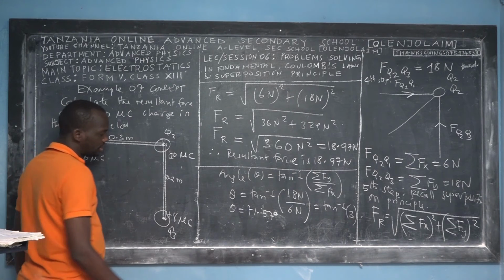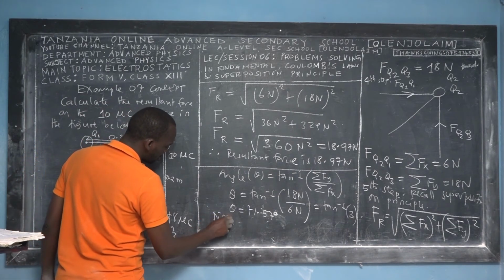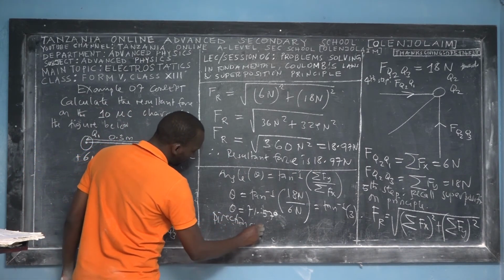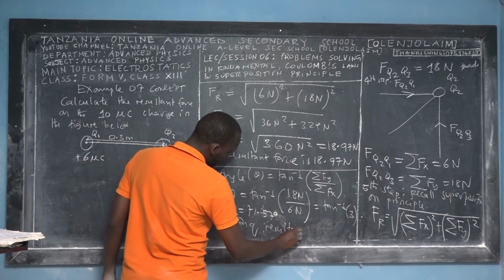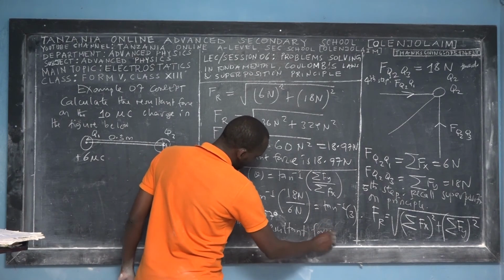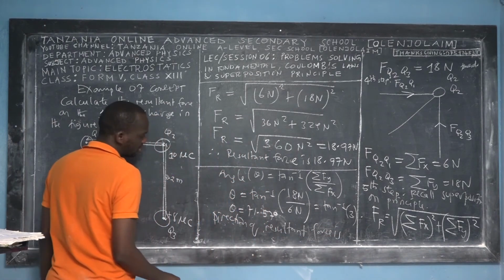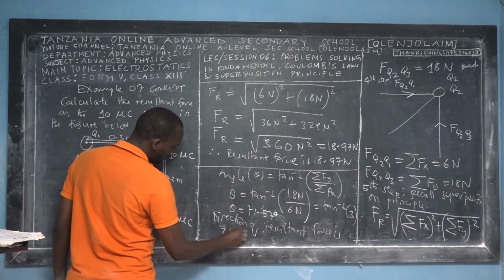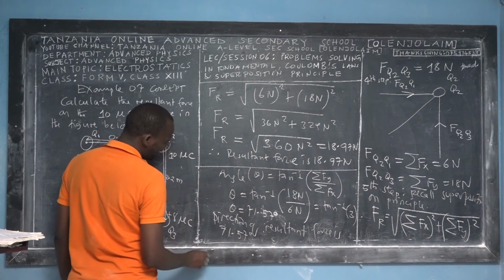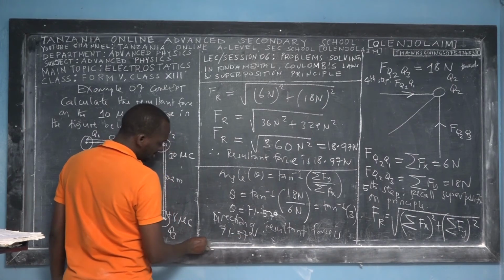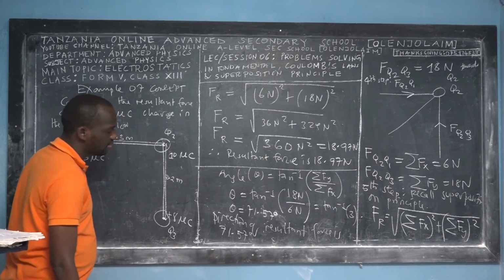So the direction of the resultant force is 71.57 degrees. Right?